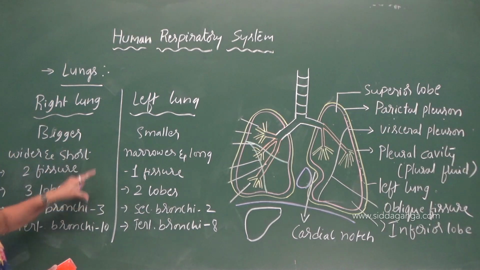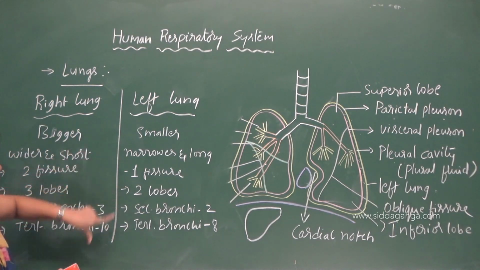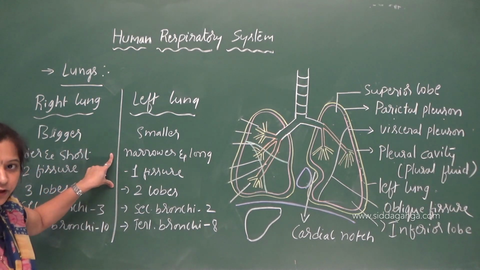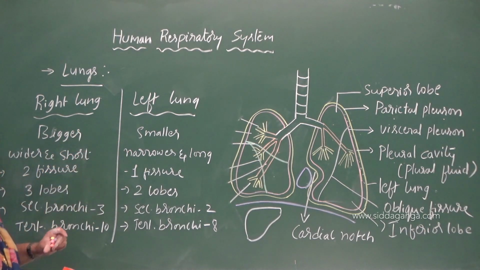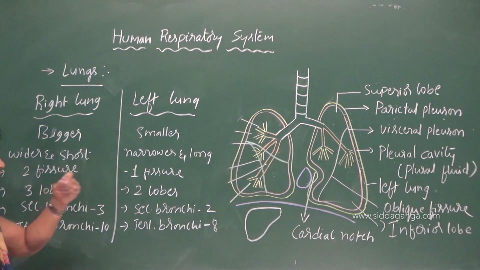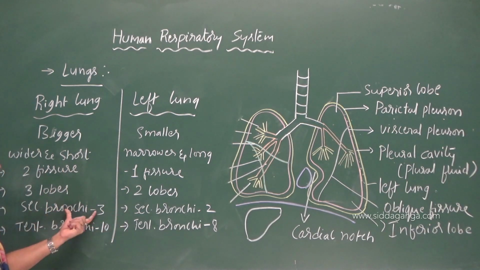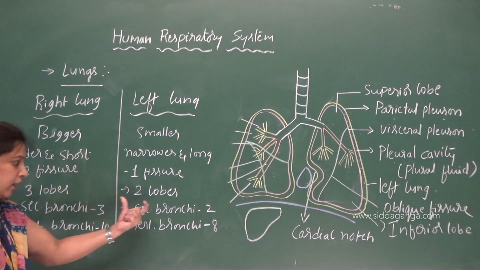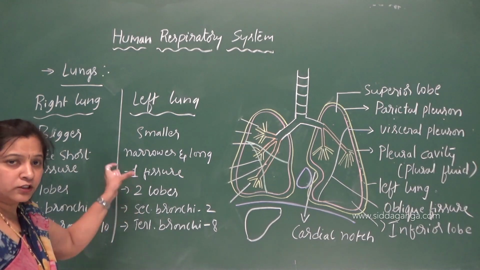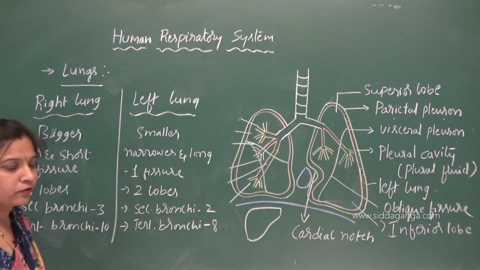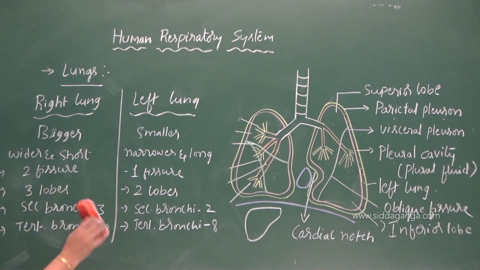So this is the entire thing I have written here. This is for NEET. Understood clearly? You have to know the difference between the right and the left lung, how many lobes are present, how many fissures are present in the right and the left lung, which is longer, which is shorter, which is wider, which is narrower, and the number of secondary bronchi and tertiary bronchi in the right and the left lungs. This entire thing is important for NEET and competitive exams. So this is about the lungs.